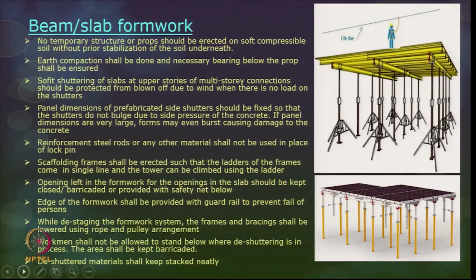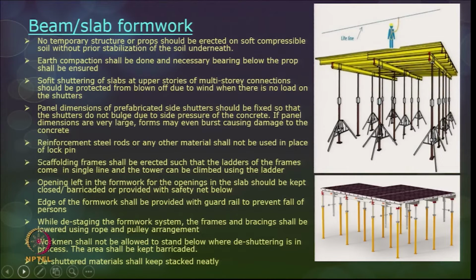If there is any opening in the slab or a roof opening, primarily for passing of ducts or anything, that should be properly supported with planks, and accordingly the slab should be cast and the opening kept closed, barricaded and provided with safety nets below. By mistake if a movement happens, the worker should still not fall. So, there should be a safety net below openings left in the slabs. The edge of the formwork should have proper guardrails to prevent fall of workers.